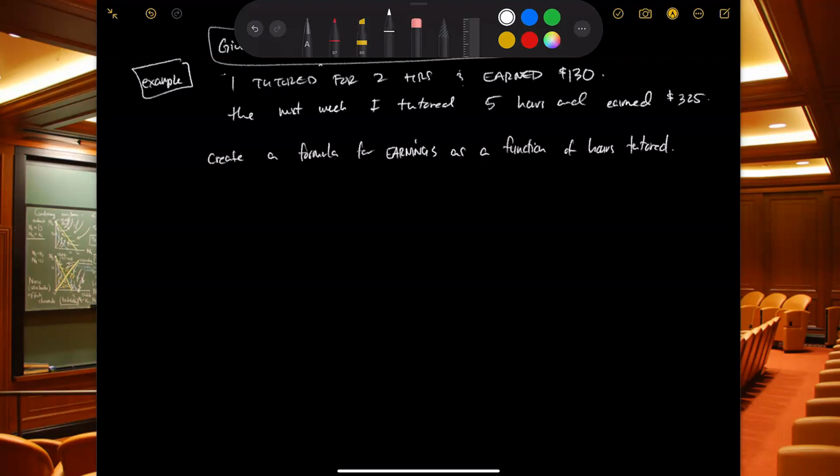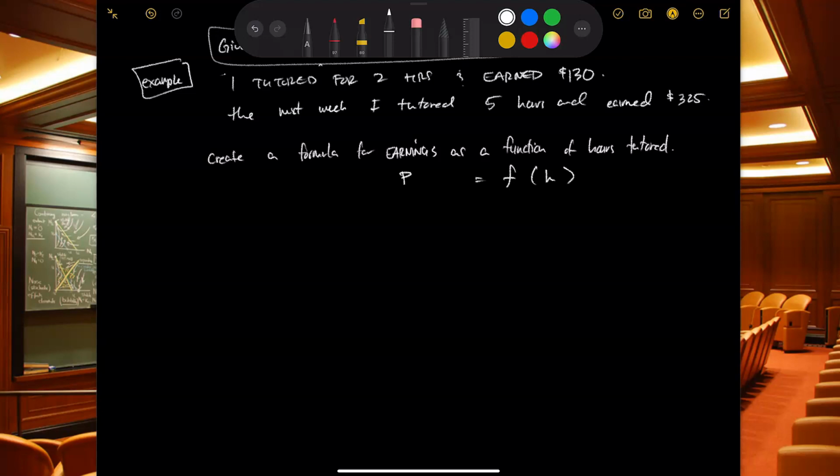as a function of the tutor's hours. So we'll call earnings P for payment, as a function of hours tutored, we'll call that H. So H is my input, P is my output.